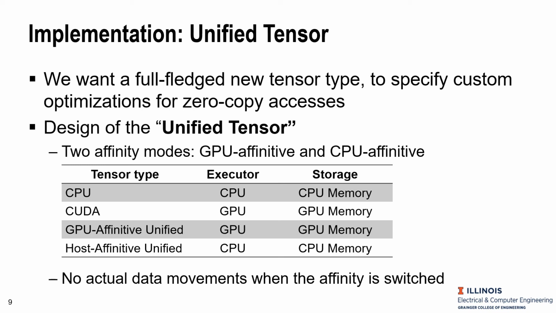To address the second challenge, we designed two affinity modes. Each unified tensor is assigned one affinity mode, which is by default GPU-affinitive. The corresponding operators are executed by the GPU, and the results are stored in GPU memory. Specifically, applying the subscript operator to the GPU-affinitive unified tensor triggers the zero-copy access that we want exactly. In the meantime, we also provide host affinity mode as an option to have the CPU perform the execution and keep the result as a unified tensor. There is no data movement when the affinity of a unified tensor is switched.